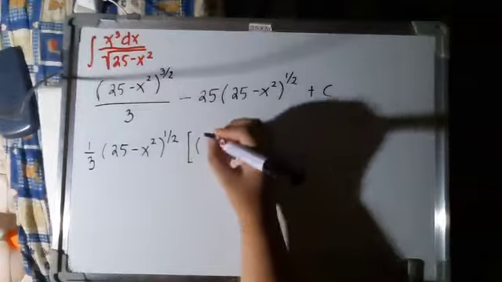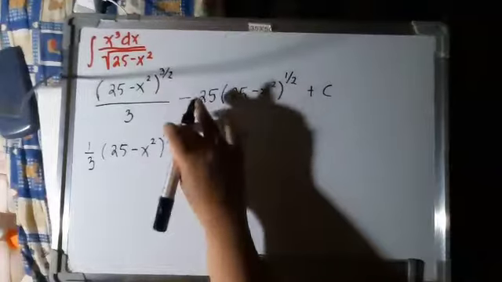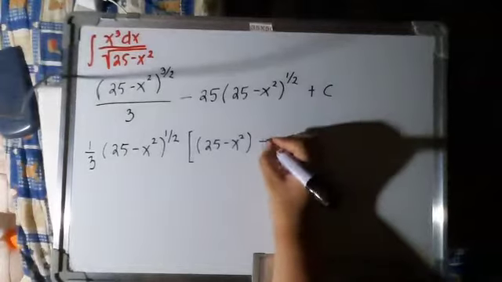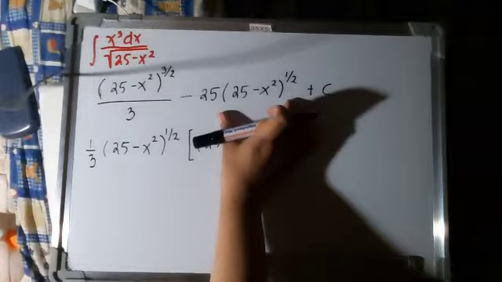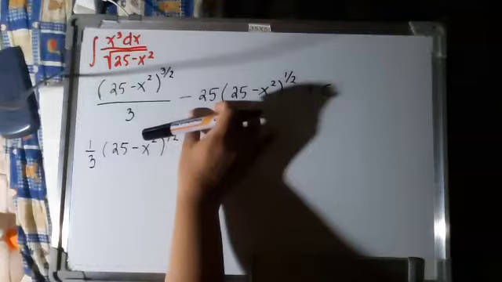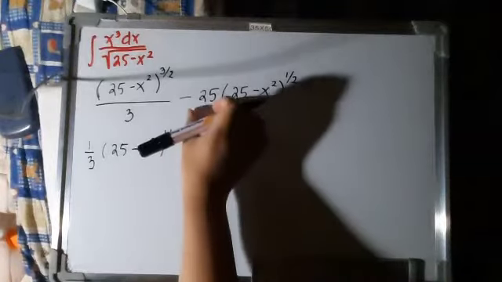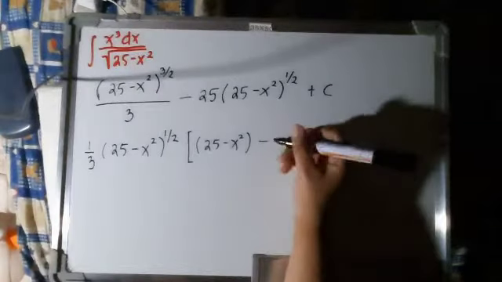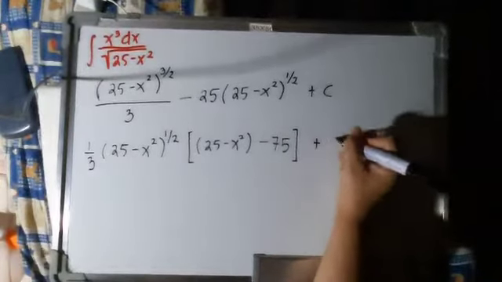So, this will be quantity 25 minus x squared. Then, 3 halves minus 1 half, that is 2 over 2, or simply 1 na lang. Minus, so, nag-factor out na tayo ng quantity 25 minus x squared raised to 1 half dito. So, no need to write here. Ito, meron pa tayong 25. Since we factored out 1/3 on your whole equation or expression, si 25, you have to divide it by 1/3. Kasi nga, nag-factor out tayo ng 1/3. So, this will be minus 75 plus C.